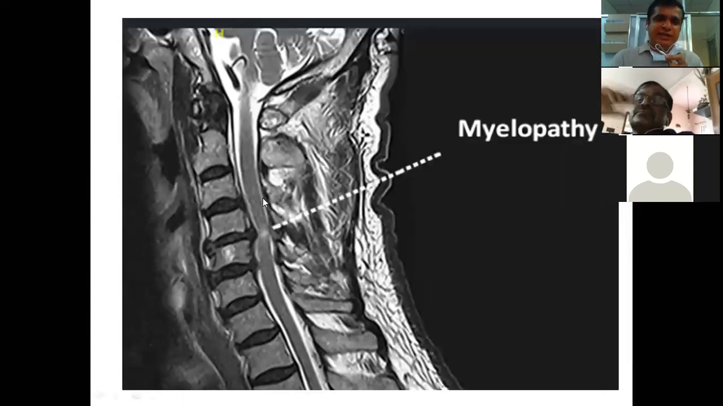Here also you can see clearly. This is a vertebral body, this is a disc prolapse, and this is the spinal cord. This is C2, C3, C4, C5. At C4, C5, there is a mild disc prolapse, but there is significant cord edema or myelopathy. So these kinds of early features we can pick up in MRI. You should specifically look for whether only the root is involved or whether the cord is involved. If the cord is compressed, whether there is any cord edema or not. All these things you should look for in MRI.